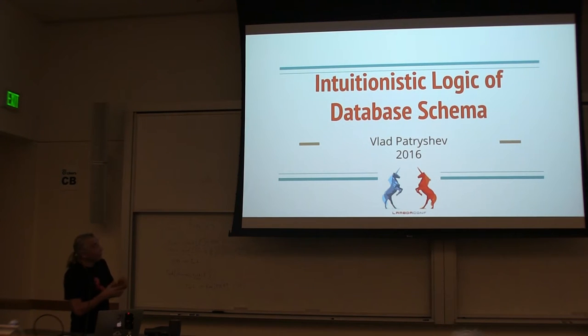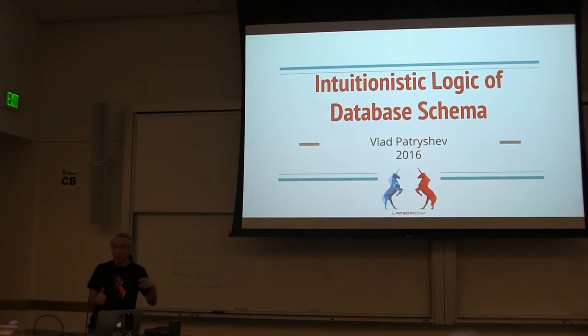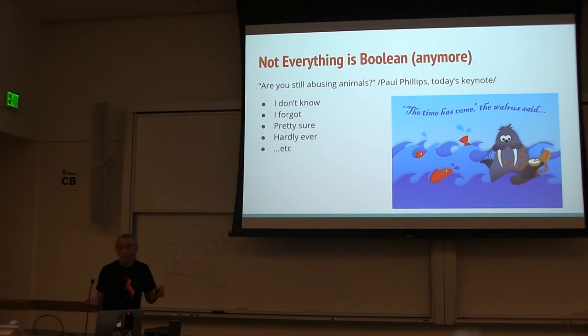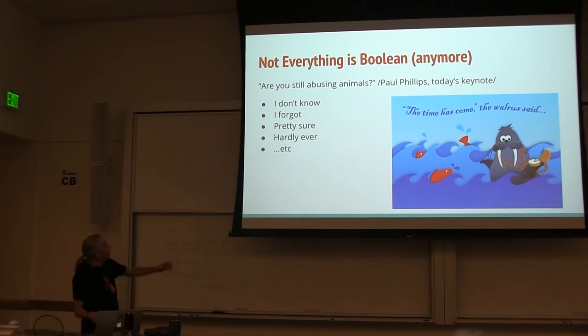So this talk is a continuation of my last year's talk about intuitionistic logic. Last year I had a pretty simple example, just two-tier set theory. Here we'll get more, so we'll see. Everybody heard Paul talking today about logic that is not always Boolean, with these examples, right? So I've got this feeling, this walrus feeling, like the time has come.